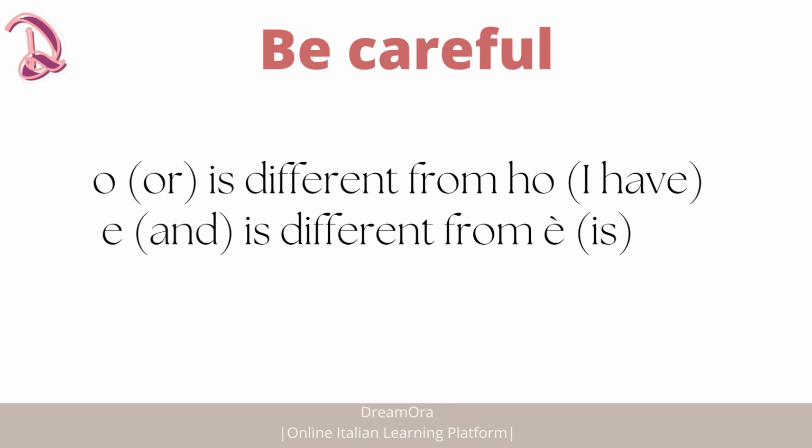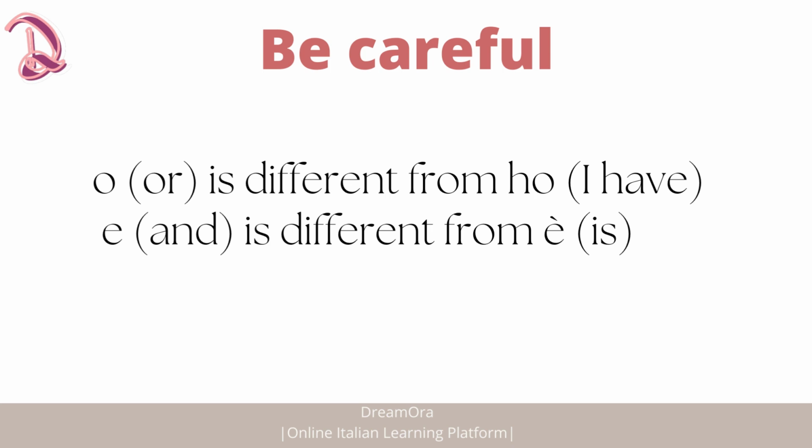So let's repeat this to try to catch the difference. Ho questo. What do you think it means? Right, I have this. And o questo. Yeah, it means or this. Let's try it again. Ho questo. Or this. O questo. Yeah, I have.